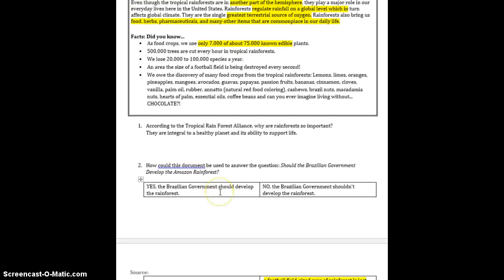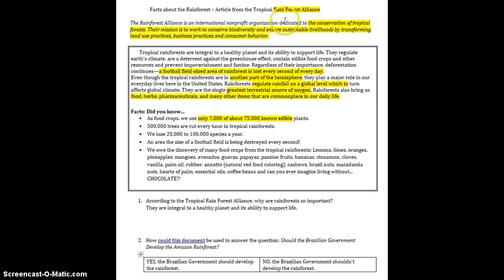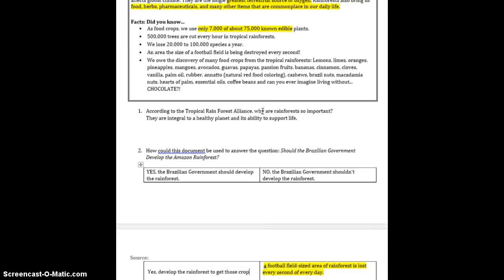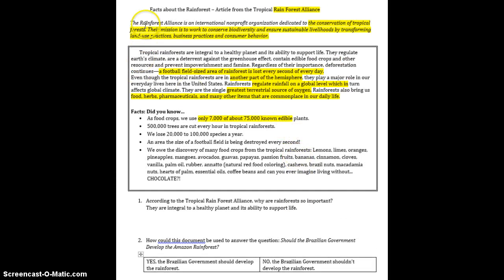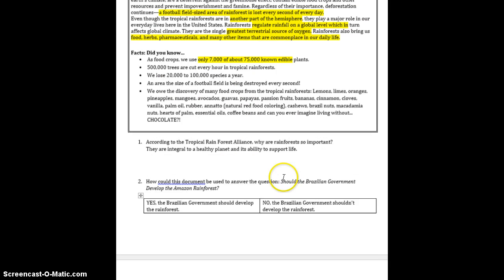So even though this article is clearly one-sided, written by the Rainforest Alliance, there is information that we can draw from it to use here. Yes, we should still develop this rainforest because we want to get those things. We need those things for people to survive and to be healthier. So this is one of those articles that we could use both ways. Remember, when we cite this source, we're going to be talking about the Rainforest Alliance, so you might want to put a citation in here as well so that you have that information later on.